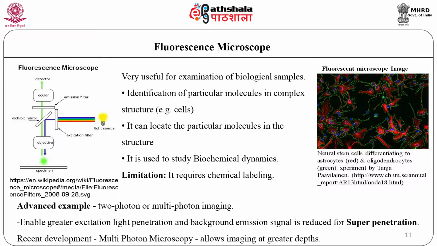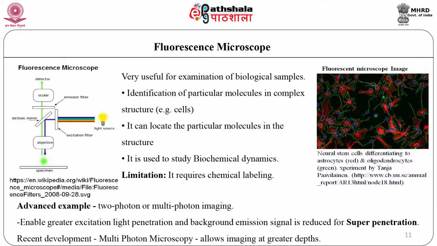It facilitates identification of particular molecules in complex structures, for example cells. It can locate the particular molecule in the structure. It is also used to study biochemical dynamics. A drawback of fluorescence microscope is that it requires chemical labeling.